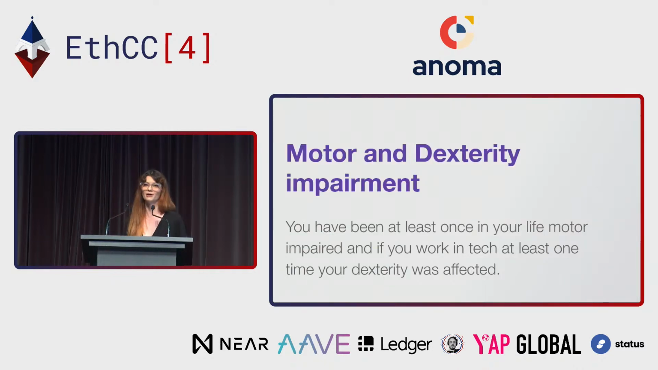So now I would like to tell you a bit about motor dexterity and impairment, because if you're working in tech and Ethereum, you might have at least once experienced it. I'm talking about carpal tunnel syndrome. I had it in both of my hands. And motor dexterity translates to the inability of operating a conventional input, such as a keyboard or a mouse. And it's usually tied to the loss of the functionality of one limb. It can be permanent or temporary.